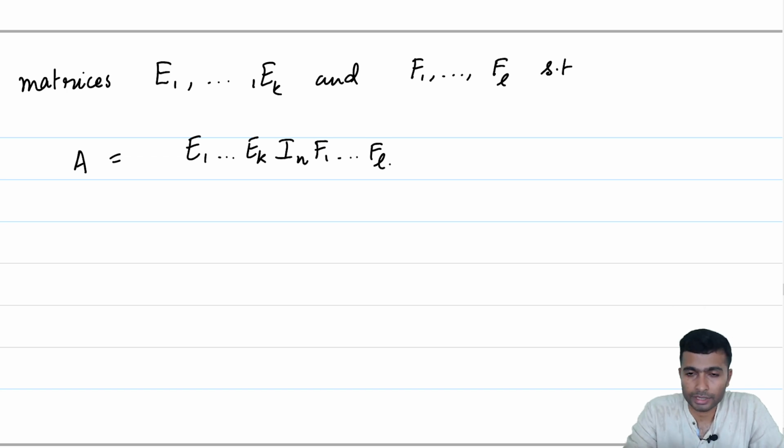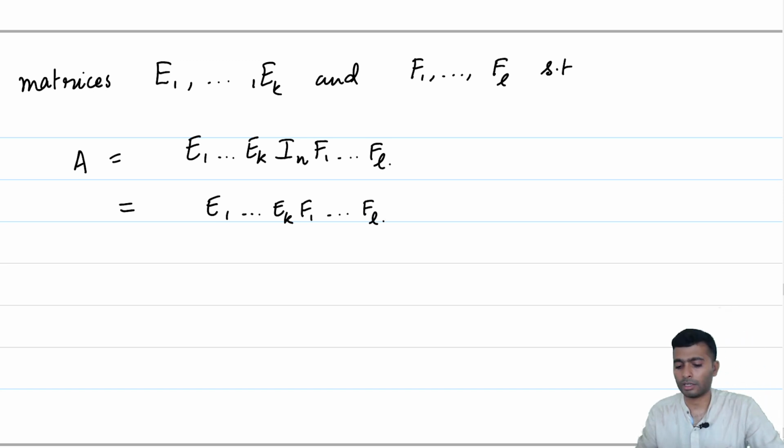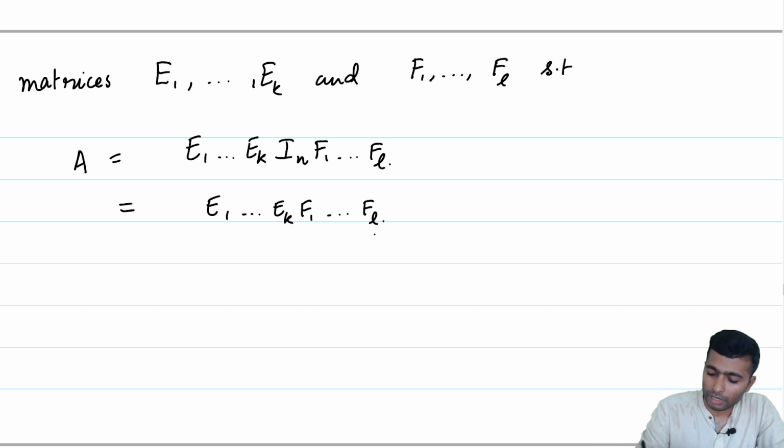But then the identity is the identity map. So, Ek times the identity is just Ek, which means that this is E1 to Ek, F1 to Fl. And since A is an n cross n matrix, each of the Eis and Fis are n cross n elementary matrices, and hence we have proved our result.